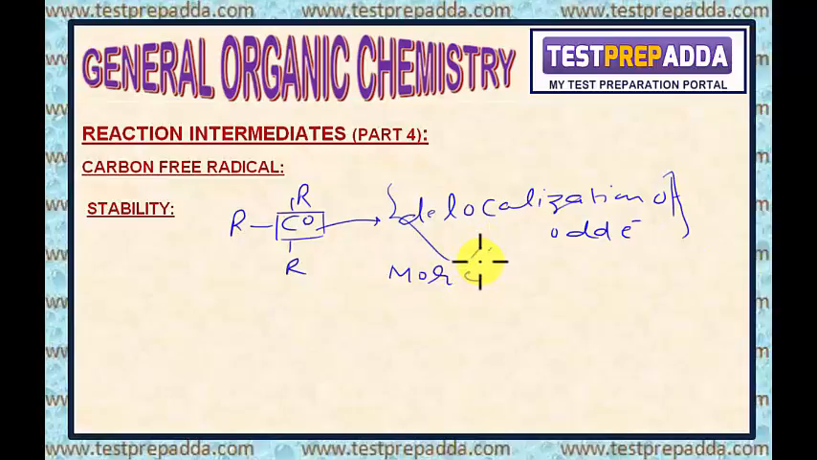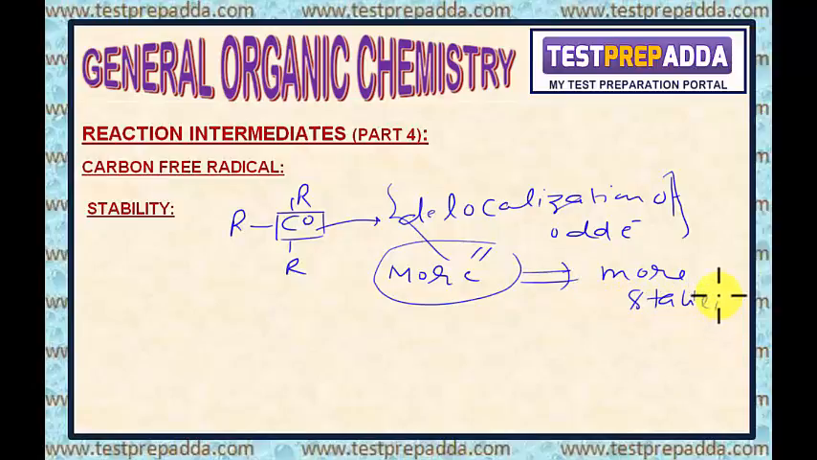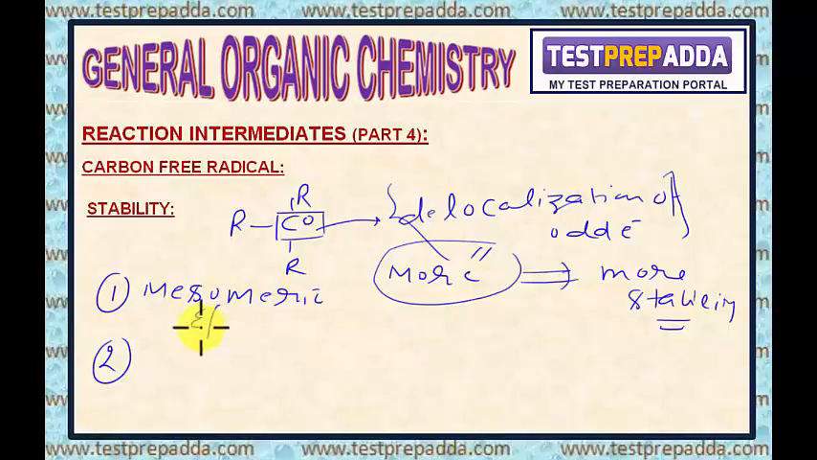More delocalization implies more stability. And it's very easy to find the stability of alkyl free radical. Two important factors that decide the stability of free radicals are mesomeric effect, or better I say resonance, and second is hyperconjugation.